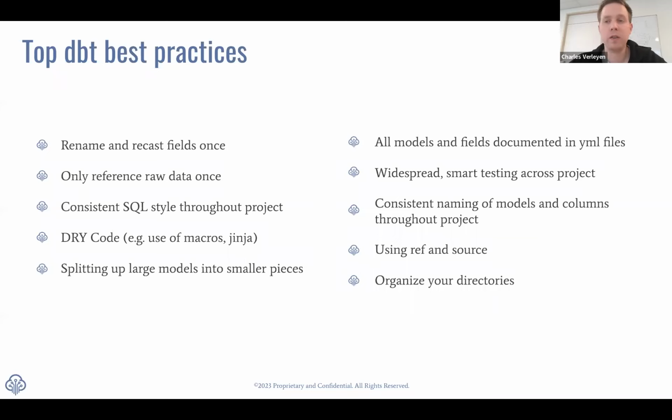So, for instance, the staging is also, if you have fields that mean the same things across different data sources, I don't know, customer can be customer in one data source, customers with an S in another one, customer ID, all these things. In the staging, that's where you should rename everything to be consistent afterwards. Only reference raw data once. Again, only the staging should select from the raw data, not the other data layers.